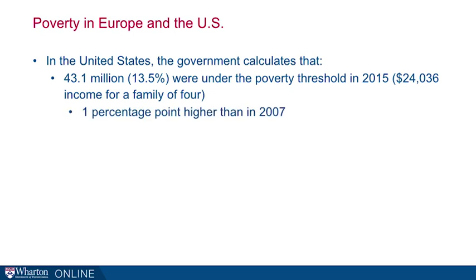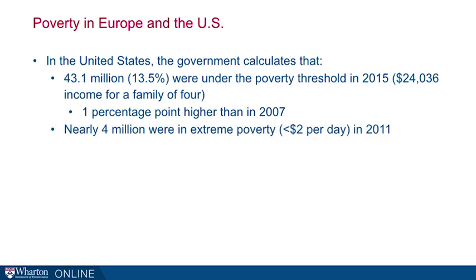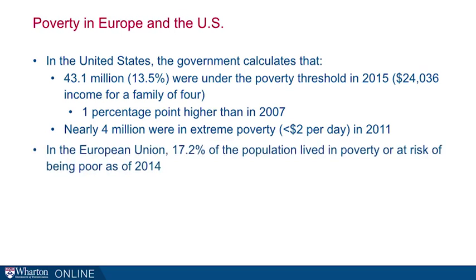This rate is about 1 percentage point higher than in 2007, so there has been an increase over the last 10 or 15 years. Nearly 4 million Americans were in extreme poverty in the year 2011, the last year for which we have this information. Extreme poverty in the context of the US is defined as people who live on less than $2 per day. In the European Union, a similar proportion of the population, about 17.2%, lived in poverty or at risk of being poor as of the year 2014.